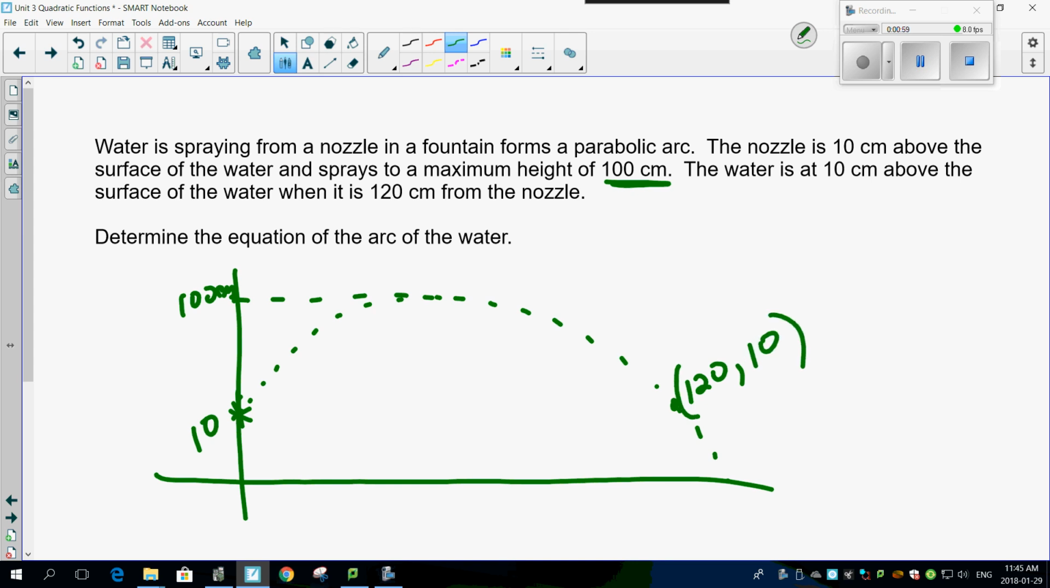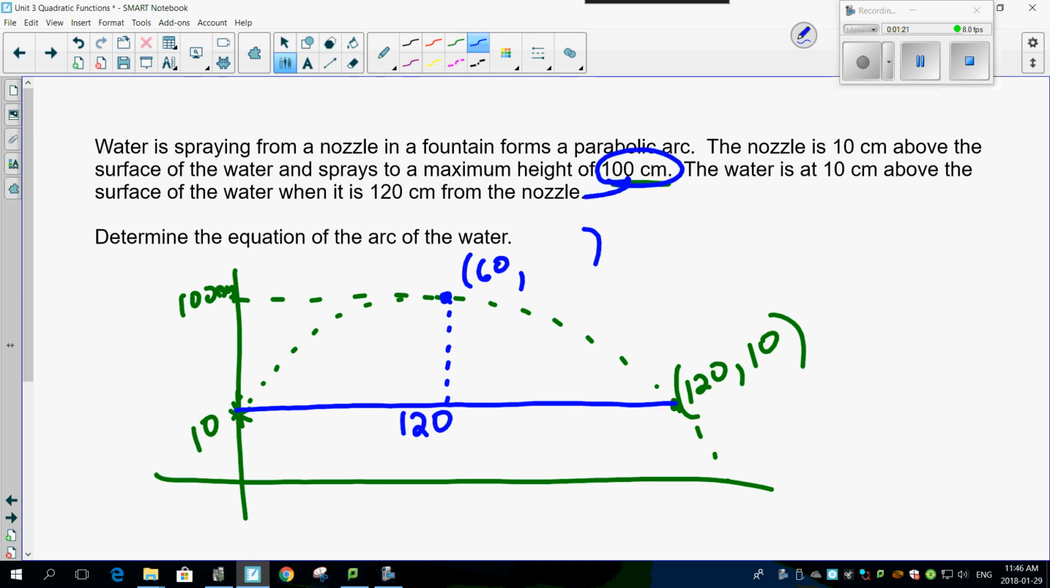So the whole point of this is to develop an equation. This looks an awful lot like what we already did. But we can figure out the vertex of this because, if you think about it, from here to here is 120. So our vertex is going to be something at 60, comma, whatever the maximum height is. Oh, well, I gave that to you in the question right there. So there's our vertex. Beautiful.